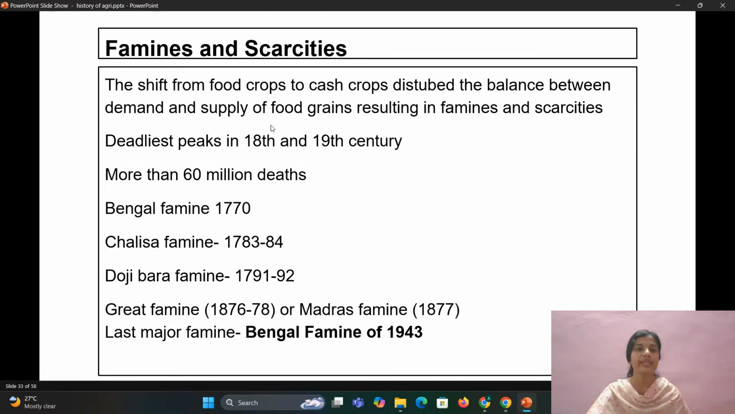Then there were various famines and scarcities during the period of British rule. And these are some famines. Bengal famine, there are various Bengal famines in different periods. Then Chalisa famine, Dojibara famine. And the last major famine is the Bengal famine of 1943.